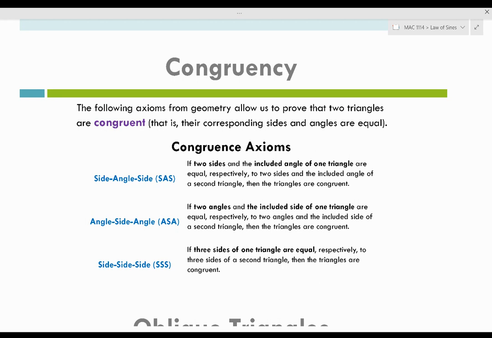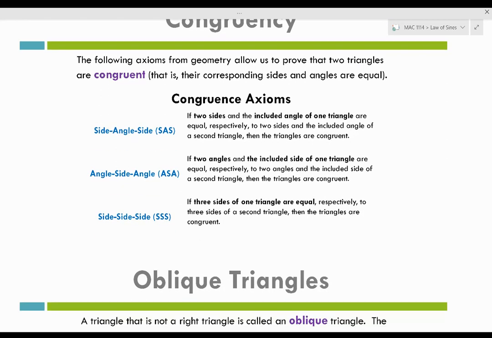The second congruency axiom is angle side angle, which we abbreviate as ASA. It says if 2 angles and the included side of one triangle are equal, respectively, to 2 angles and the included side of a second triangle, then the triangles are congruent. And the last is side side side, which we abbreviate as SSS. It says if 3 sides of one triangle are equal, respectively, to 3 sides of a second triangle, then the triangles are congruent. We're going to be using those congruency axioms as we solve these triangles.